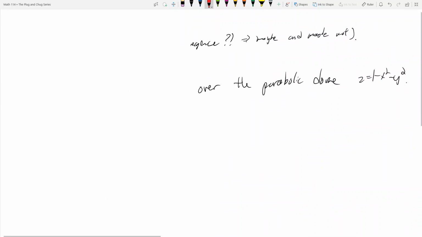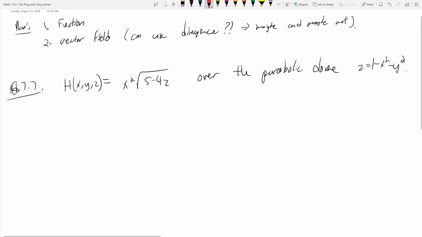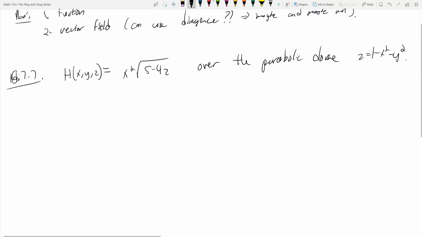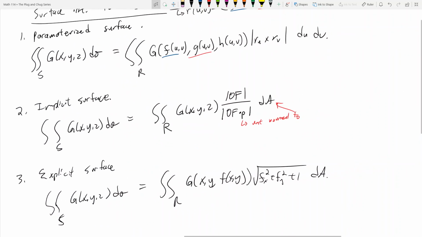Keep this in mind for these types of problems: we're dealing with functions in this video, and in the next video we'll consider the other case. But anyways, I digress, and we hop back over to 16.7.7. So what are the two ways that we can do this problem?